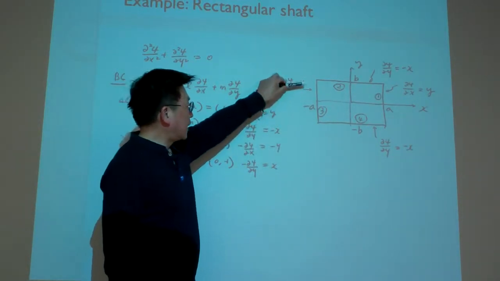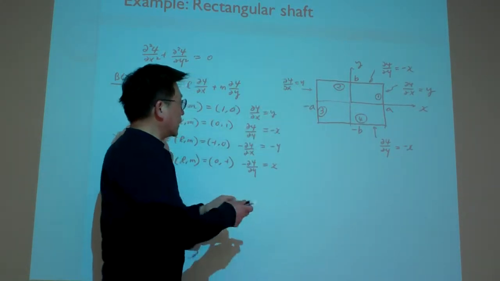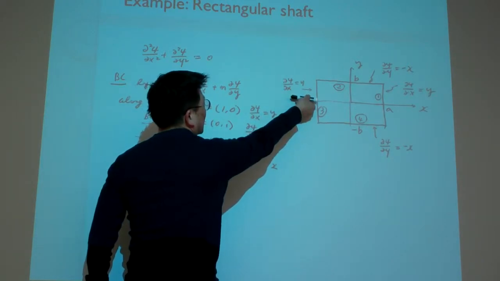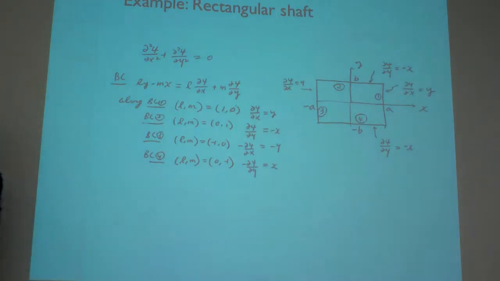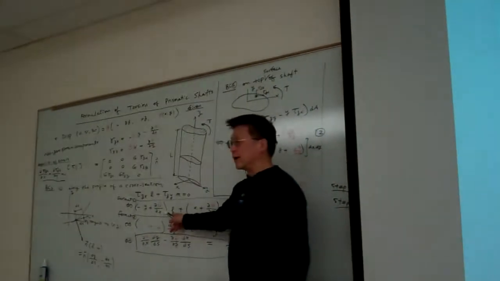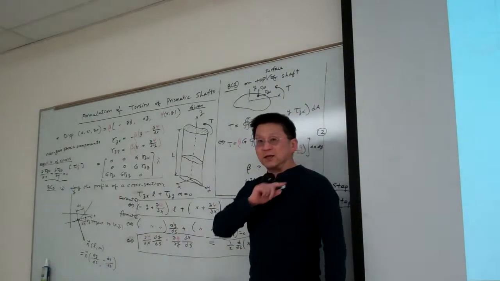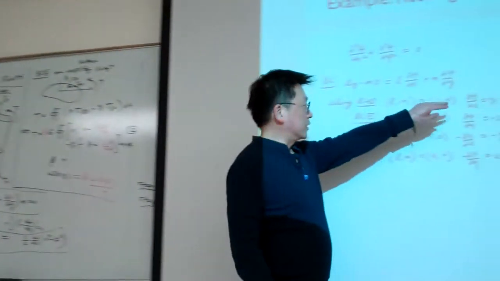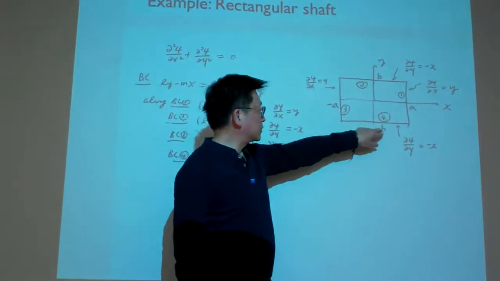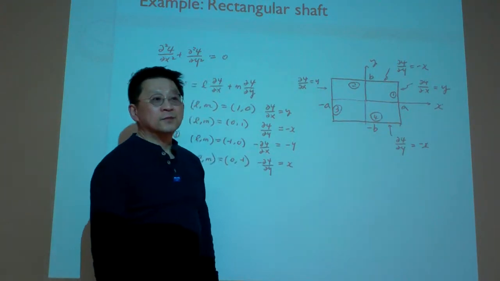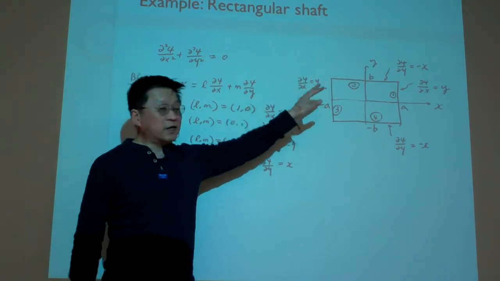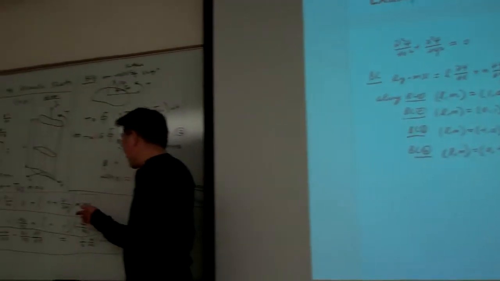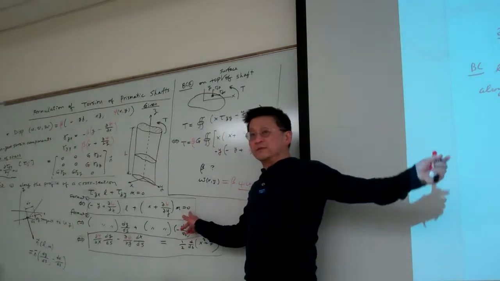In a similar way, on the left-hand side, the normal vector n points to here. So that means l equal to -1, m equal to 0. So here you plug in l equal to -1, m equal to 0, then you have the boundary condition described here. In a similar way for the top and the bottom. That is what I put in these handwritten notes. Basically, this one is similar to that one.